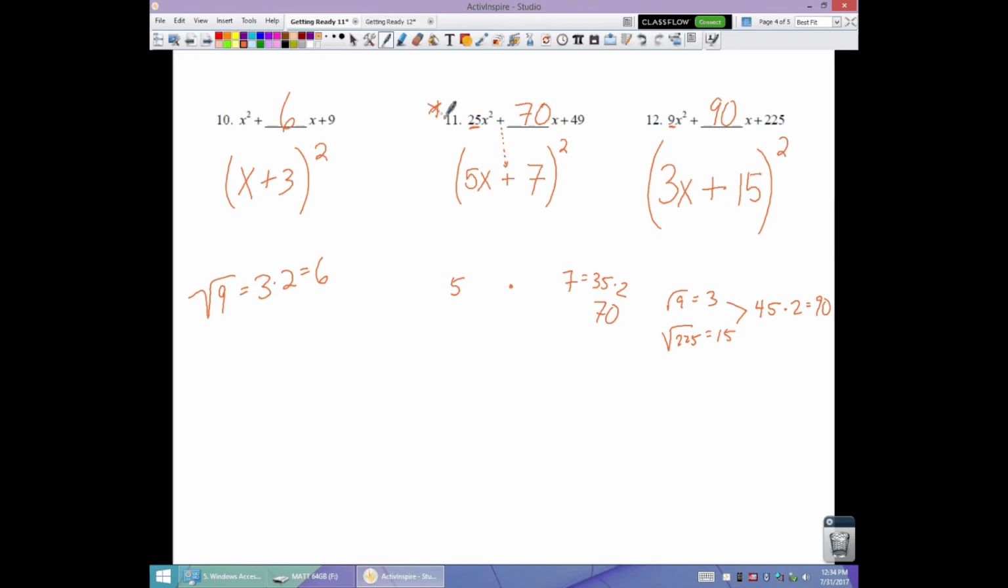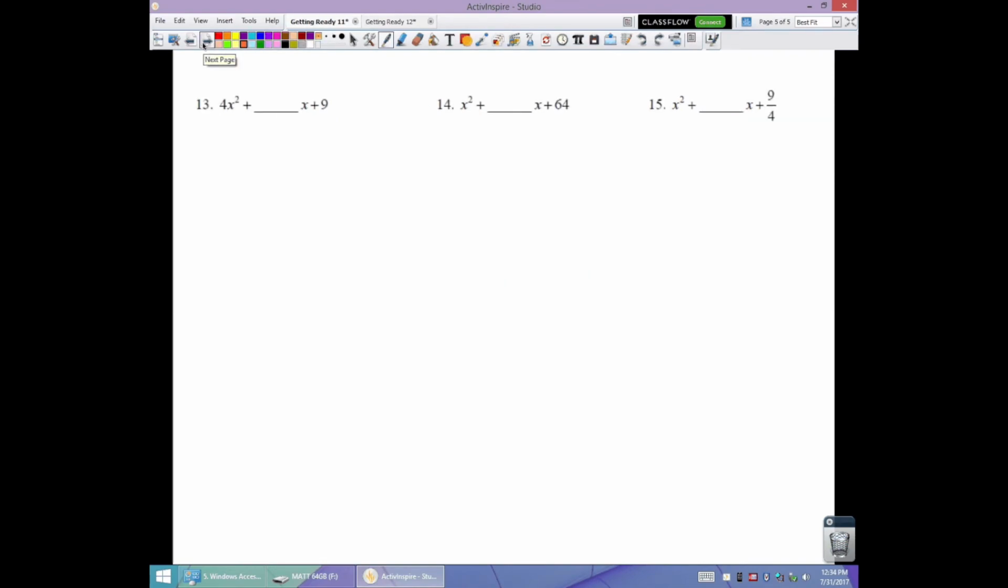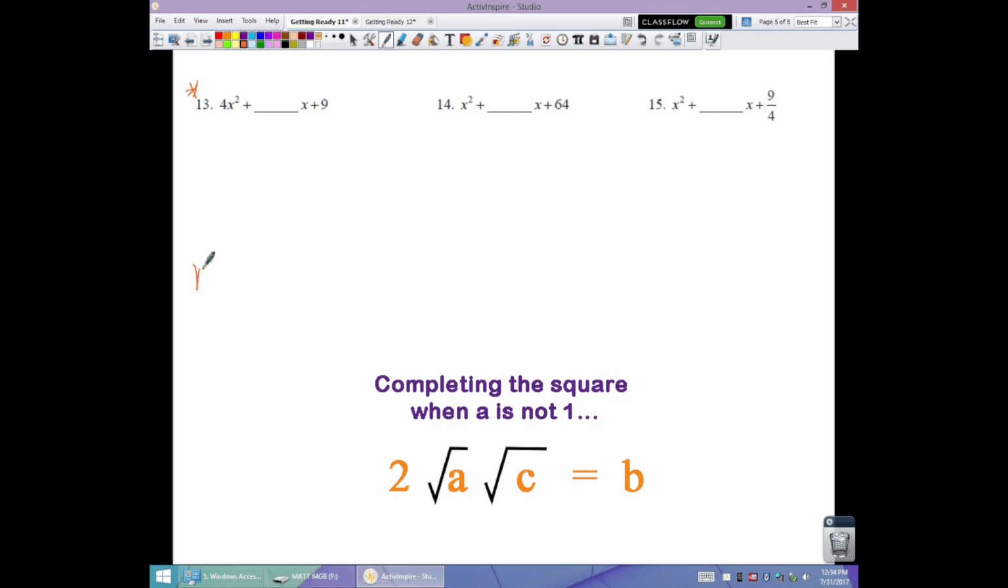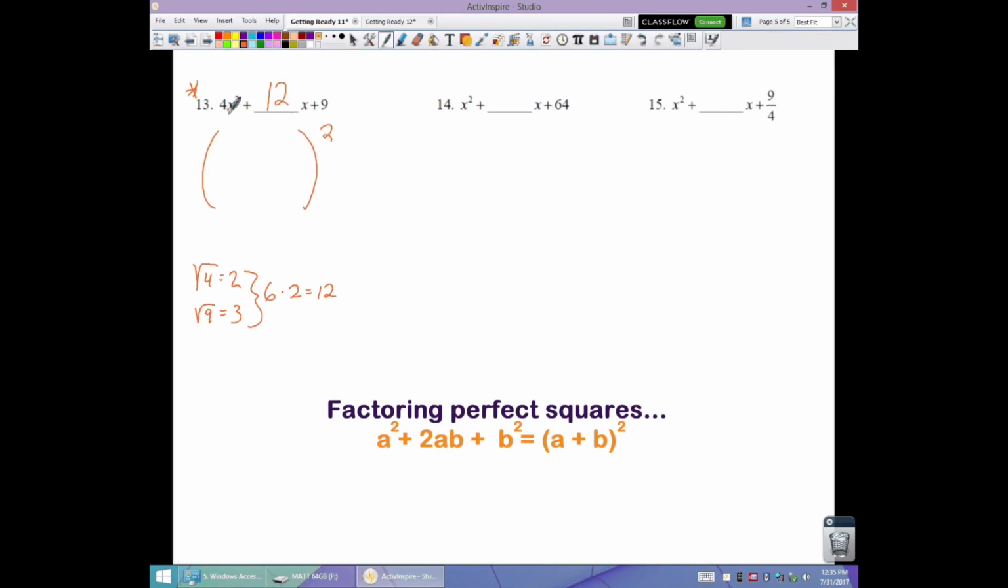Okay. So number 11 and number 12 were definitely challenge problems. Hopefully you at least understand that after the fact, even if you struggled figuring them out on your own. Oh, and here we got another one. 13, same thing. So we're going to do square root of 4 is 2, and square root of 9 is 3. So multiply 2 times 3 gives me 6, and then double that, I want 12 for that middle coefficient. Factored form, square root of 4x squared is 2x, square root of 9 is 3, and because that middle sign is positive, a plus sign.